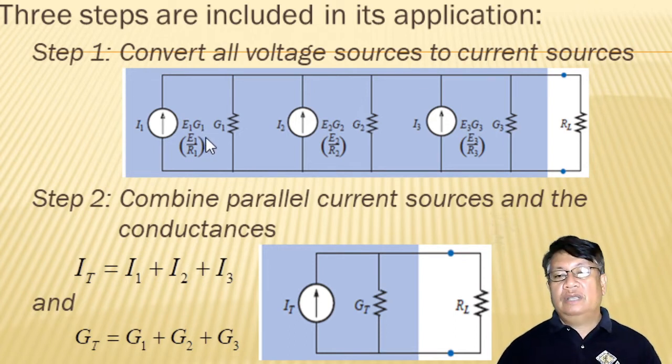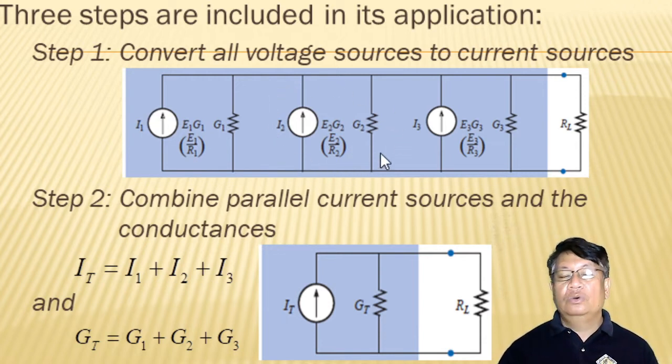So your conductance here, we have this G sub 1 here. This is for voltage source 1. For voltage source 2, we have this converted to current source, so we have this I sub 2, which is equal to E sub 2 times G sub 2, or it is equal to E sub 2 over R sub 2.